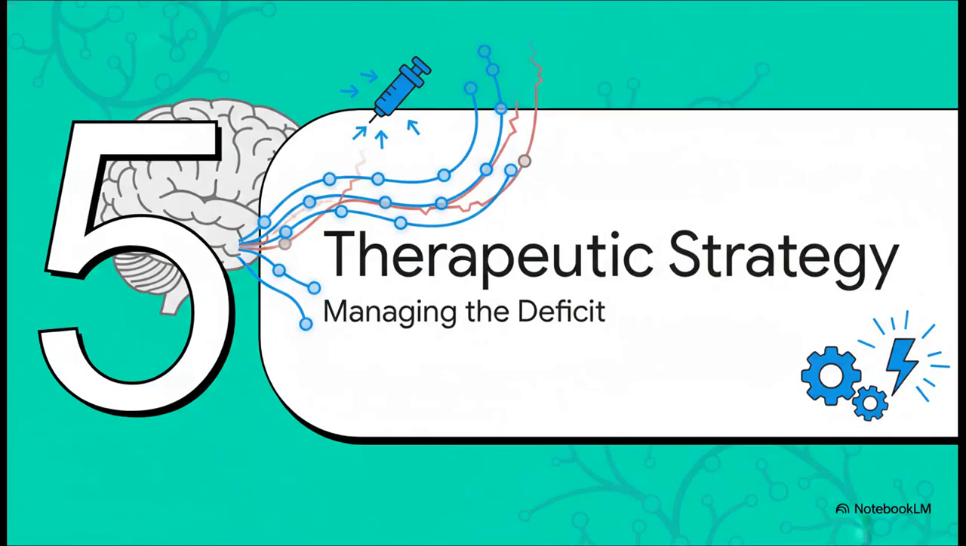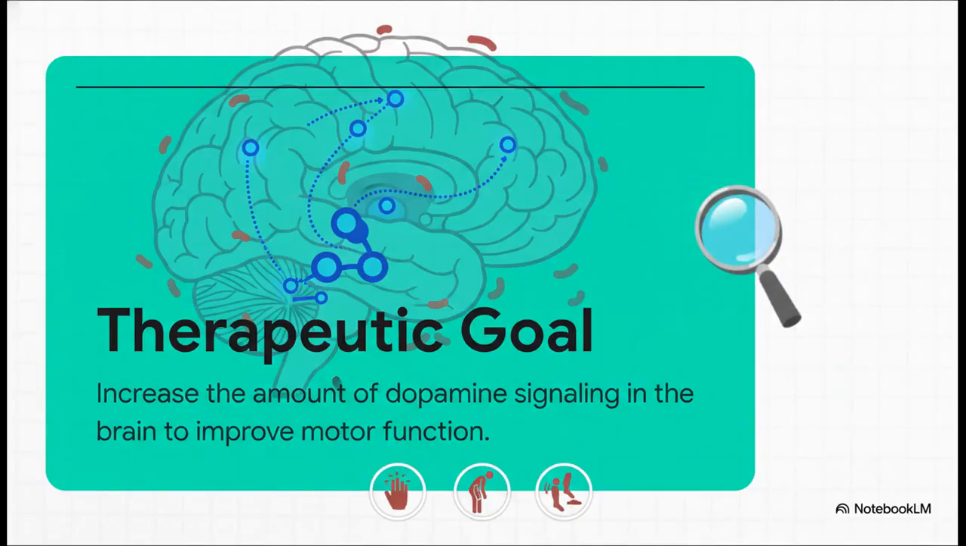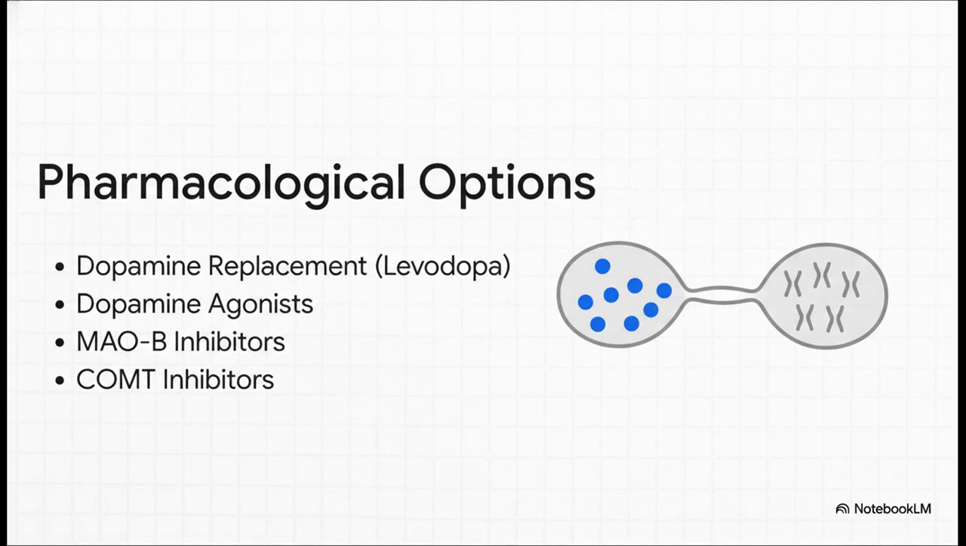All right, on to our final section, therapeutic strategy. Now that we understand the core problem is a lack of dopamine signaling, the way we approach treatment becomes very logical. The entire game plan for treating Parkinson's is built on one simple principle. We have to find a way to restore that lost dopamine signaling. If we can boost dopamine's effect in the basal ganglia, we can help rebalance that motor circuit and relieve the patient's symptoms. So how do we do that?